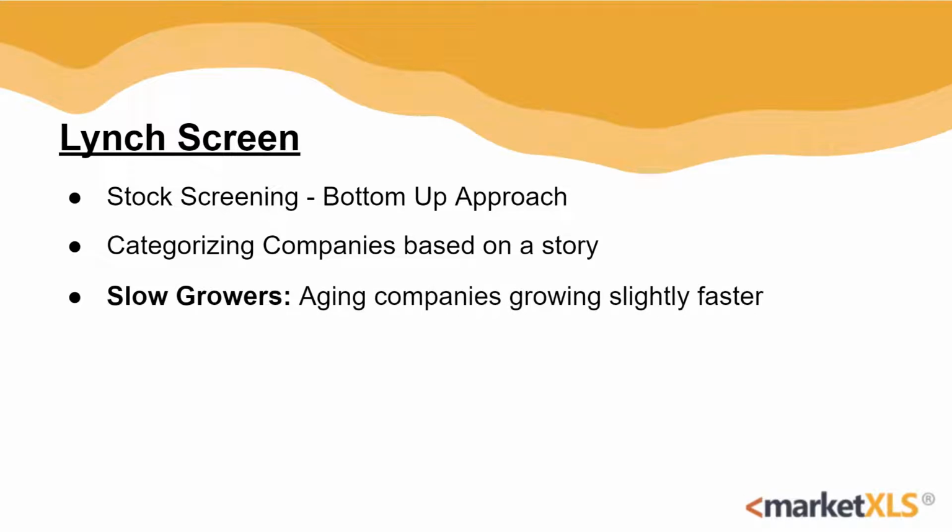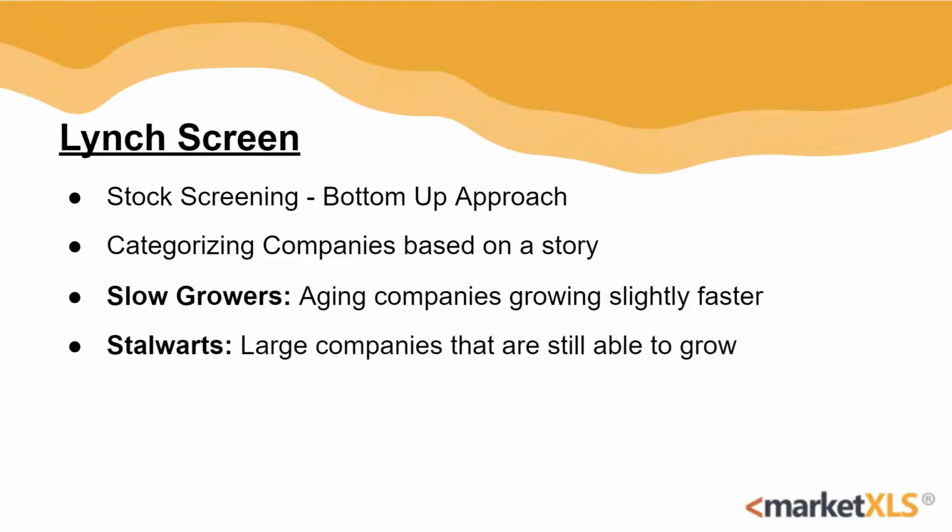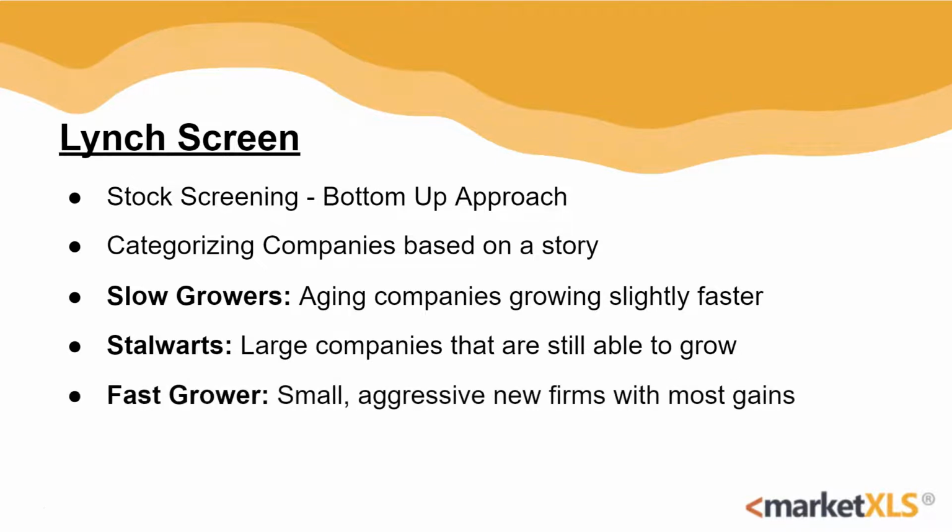Slow growers are companies with the scope of growing at a steady pace forever as external factors like wars, elections, and rising interest rates do not affect them. Stalwarts are large companies with annual earnings growth rates of around 10% to 12% who can still grow. Fast growers are small, aggressive new firms with annual earnings growth of 20% to 25% a year.